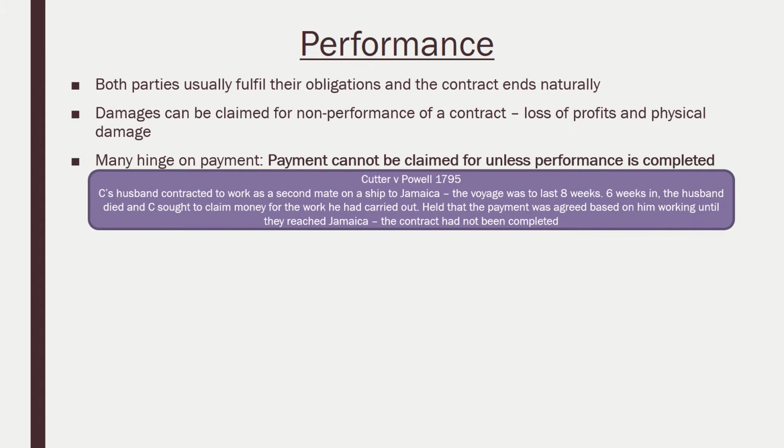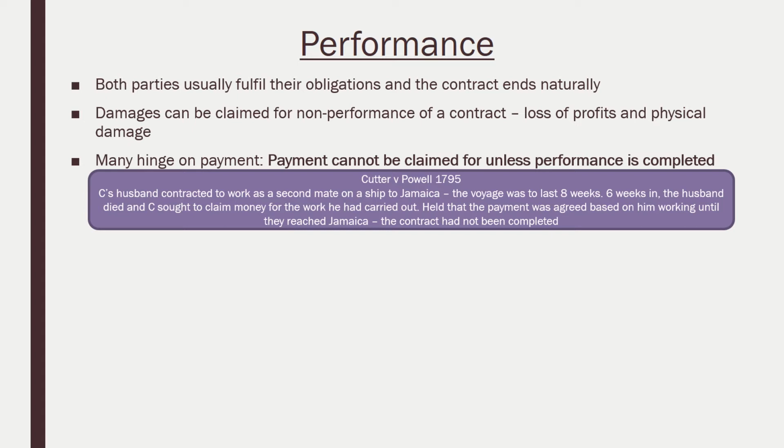Okay, so a key case in this area is Cutter and Powell. Please note that many cases, landmark cases, are old. So this is from 1795. So this is where the claimant's husband contracted to work as a second mate on a ship to Jamaica, and the voyage was set to last for 8 weeks. 6 weeks in, the husband died, and his wife sought to claim money for the work he had carried out.